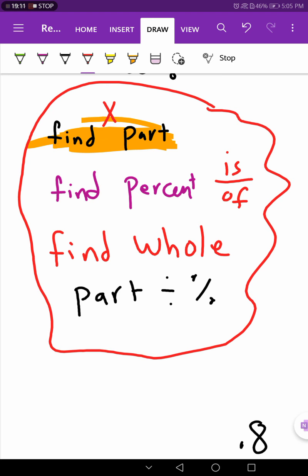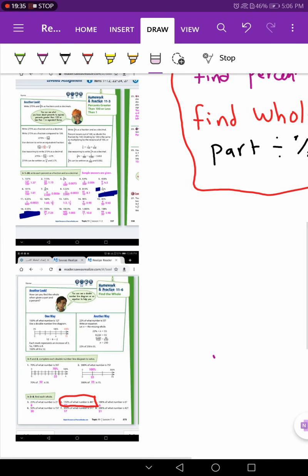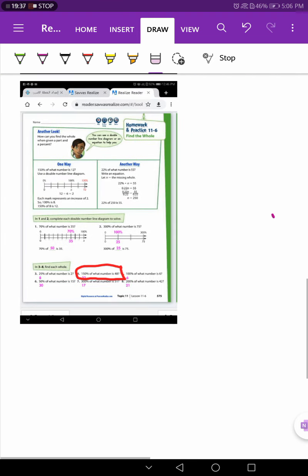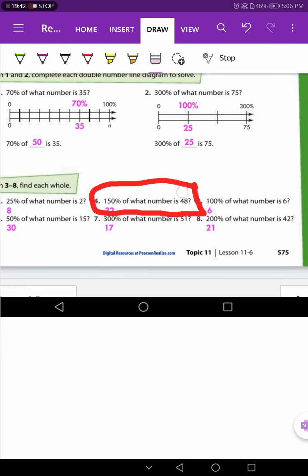So if he asks you about part, you multiply. If he asks you about the percent, it is what after is over what after of. And if he asks you about the whole, you have to divide part divided by percent. Let us solve a find whole question. Okay, find whole, it is 11-6. Take question number 4 here. For example, for any question, we can take any question.